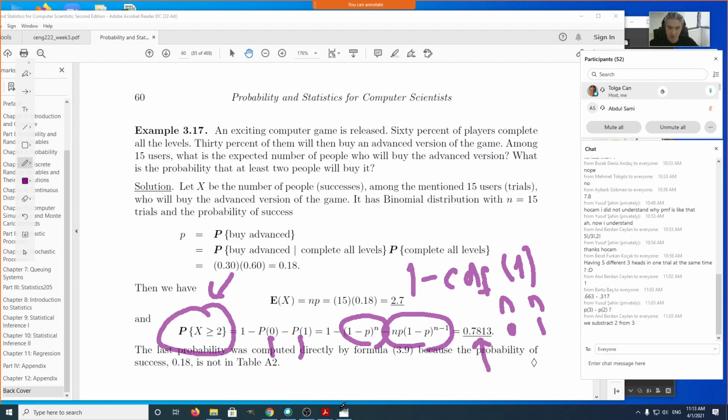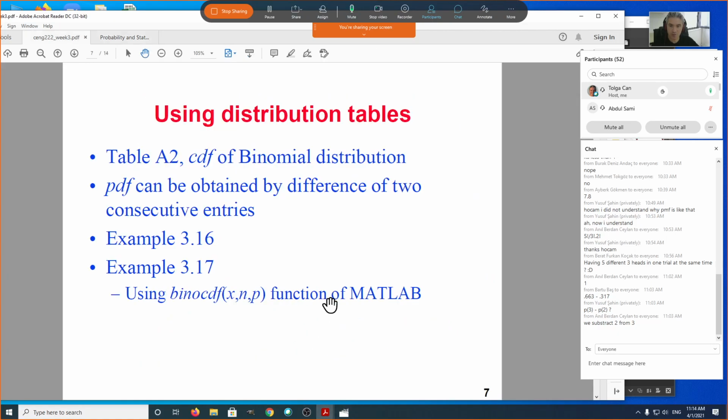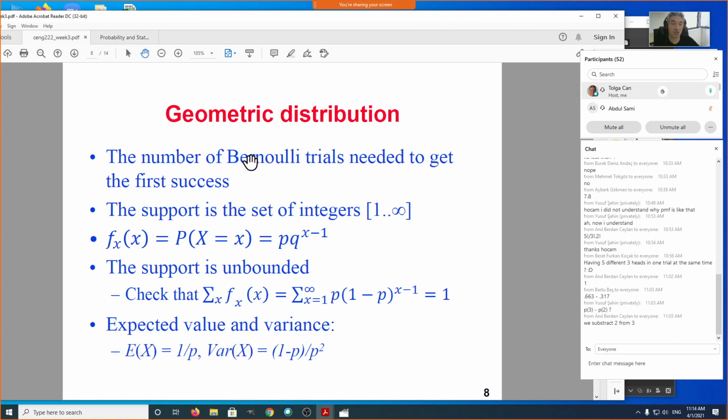All right, so this concludes Bernoulli and binomial. We have seen two distributions. We are going to continue and talk about the geometric distribution, which is defined as the number of Bernoulli trials needed to get the first success. So that's interesting. Now, n is not given to us. You're asked what is the expected number of trials until you get the first success? So this is a really interesting distribution, which can take values from 1 to infinity.